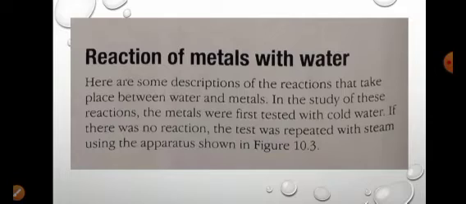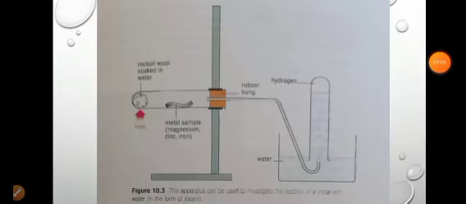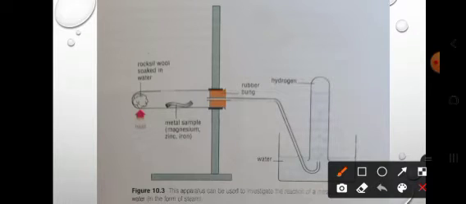Reaction of metal with water. Here are some descriptions of the reactions that take place between water and metal. In the study of these reactions, the metals were first tested with cold water. If there was no reaction, the test was repeated with steam using the apparatus shown in figure 10.13. This is figure 10.13 showing the reaction using steam.